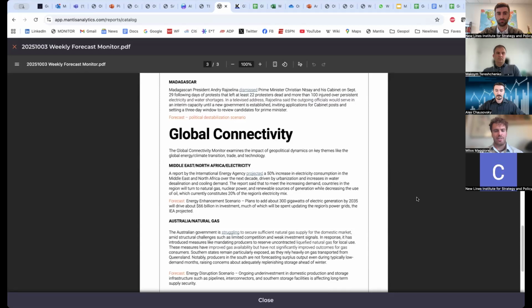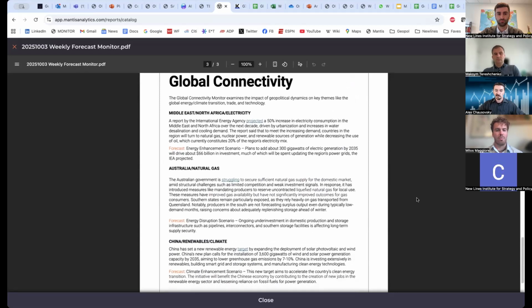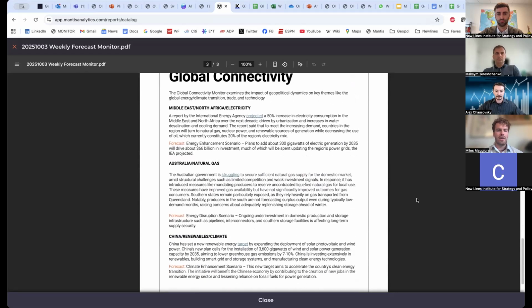And then finally, we've got this section of the global connectivity. So looking more at the thematic trends, usually they err on the side of climatic developments or energy related ones, as you can see here with Australian natural gas, for example. But we do also monitor any ongoing trends in some of the other global connectivity themes, such as trade and tech.